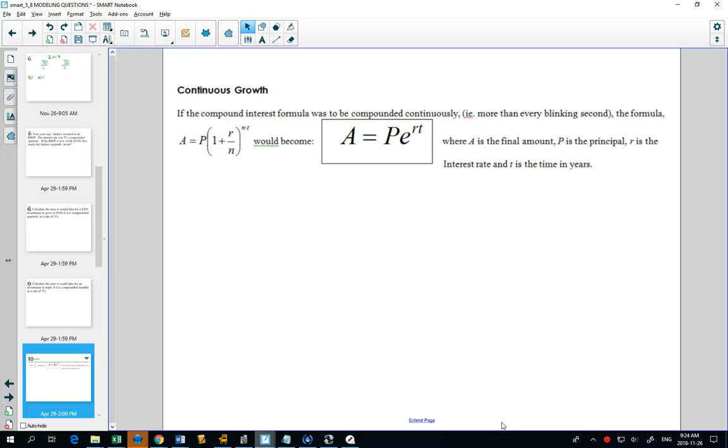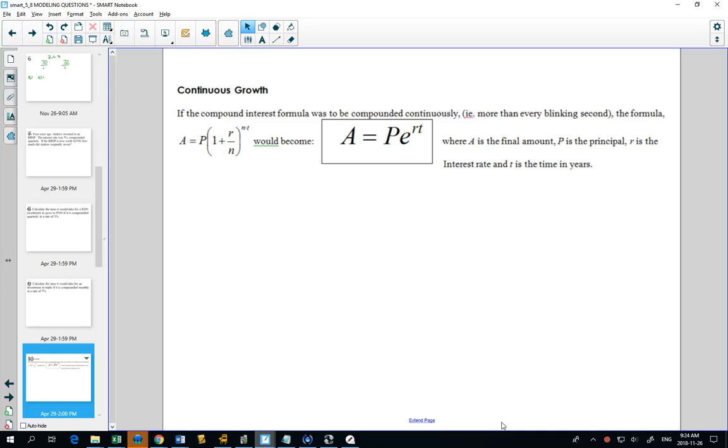Continuous growth. Now, I want you to imagine the compound interest formula, and if it's compounded monthly, that means you get paid interest every month. And if it was compounded daily, you'd get paid interest every day. And then on day 2, you would still make a little bit more money on the interest you earned in day 1.